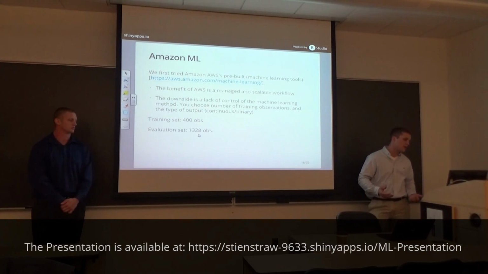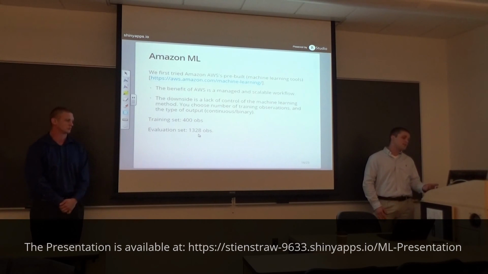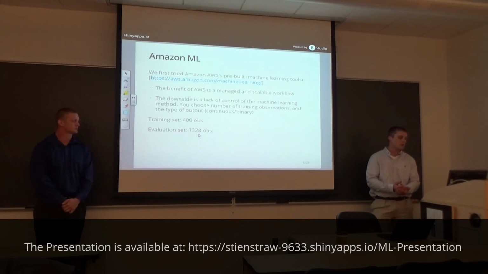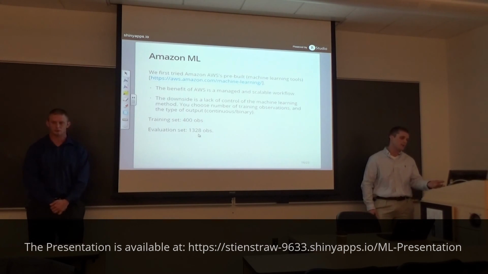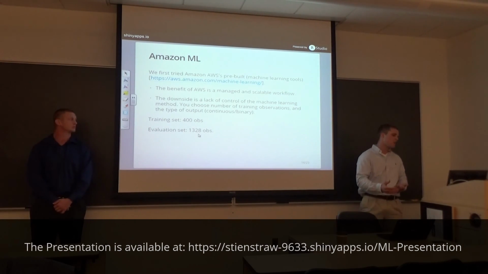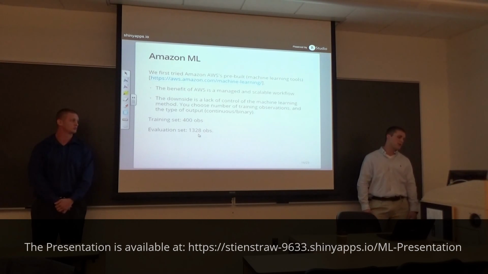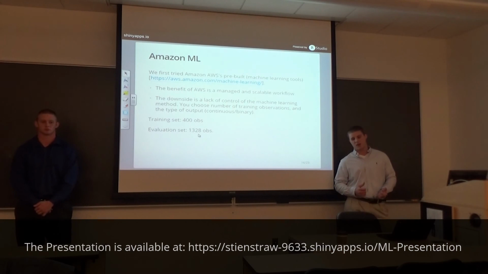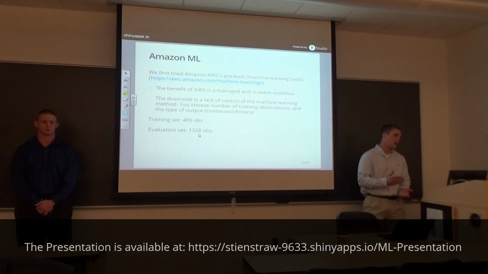Some important notes about that: there was a downside to the lack of control in machine learning. Like I said, you choose the number of training observations and the type of output, either continuous or binary. So in our example of our Twitter data set, we used 400 observations for it to train on, and then it gave us our output when we were left with 1,328 observations. There was some ambiguity though with the methodology behind it.